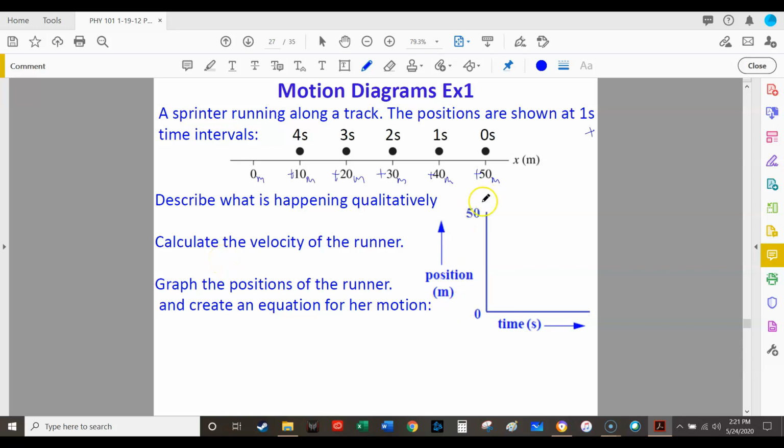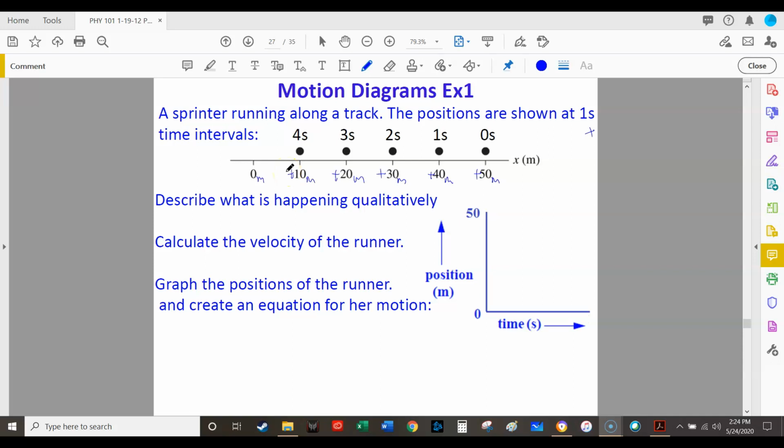Then I want you to graph this motion in a position versus time graph. You're going to have to put in the units. I've put in the top unit here, but you're going to have to represent the time and put in little tick marks here and graph it. Then I want you to create a prediction equation related to the graph and also related to your motion diagram that will accurately predict this object's motion. So take a moment, pause the video, and try that out.